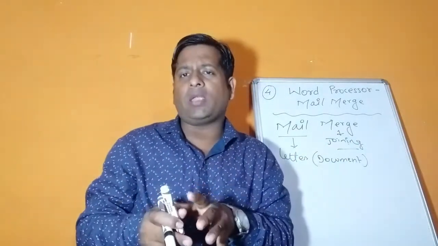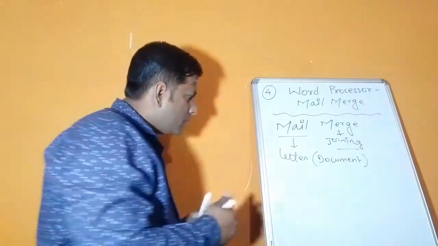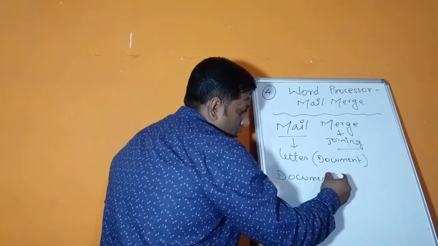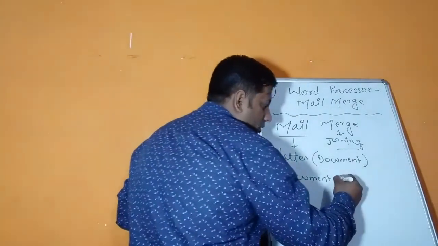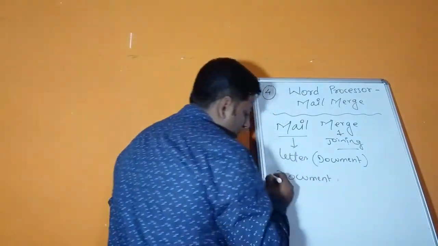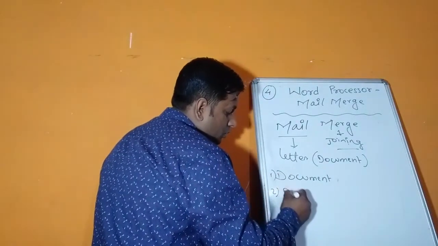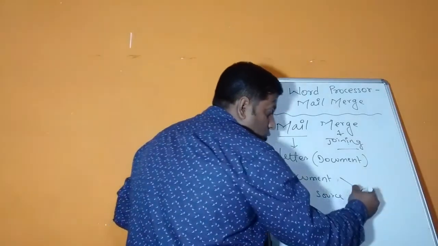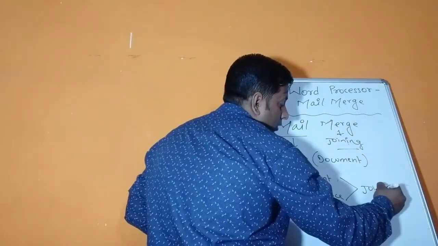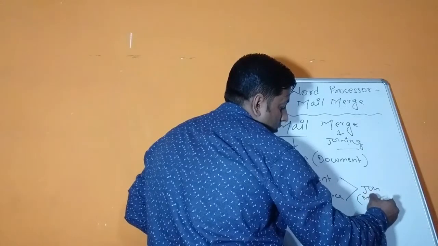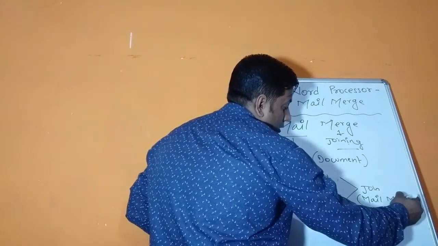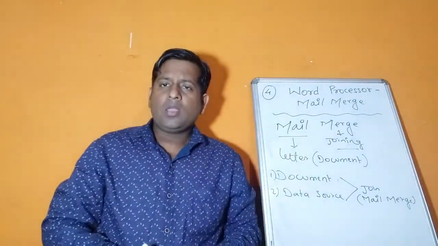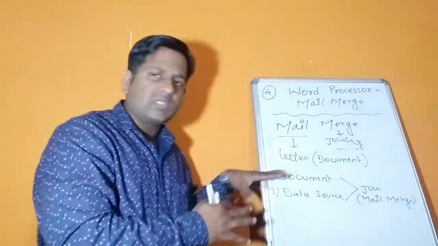Now what joining actually? It goes in this way: document, that's point number 1, and point number 2, data source. If you join these two together, that will be termed as mail merge. Okay, so let me explain what exactly this is.